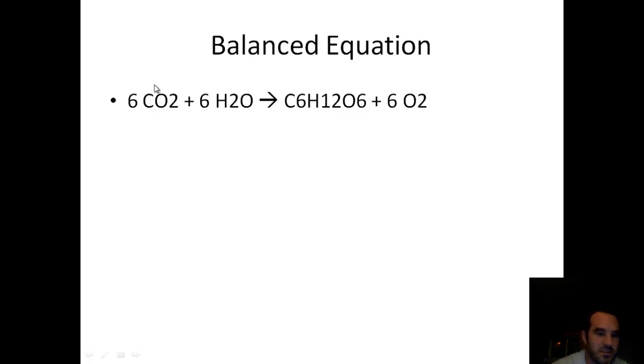So we need 6 carbons and 12 oxygens from CO2. And then we do the same thing here, multiplier 6 to our H2, we have 12 hydrogens and 6 oxygens from water. And then if you counted them up over on this side, we don't create or destroy any atoms. What you start off with is what you end up with on the other side.